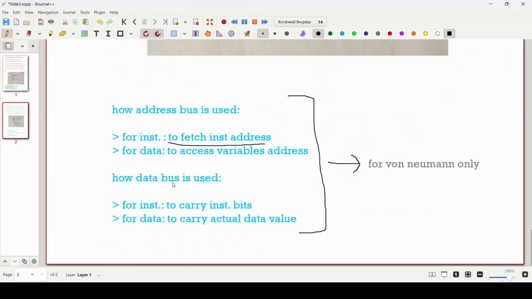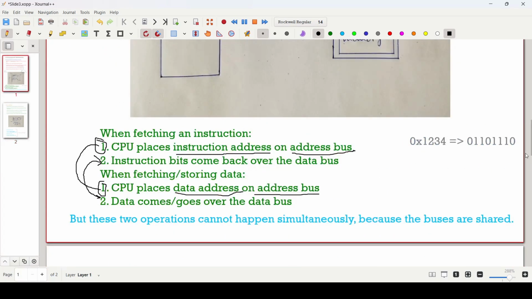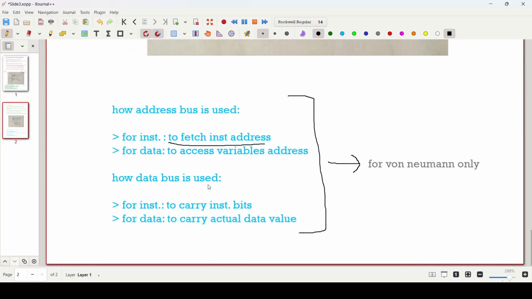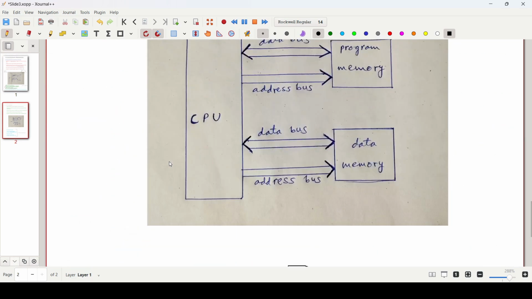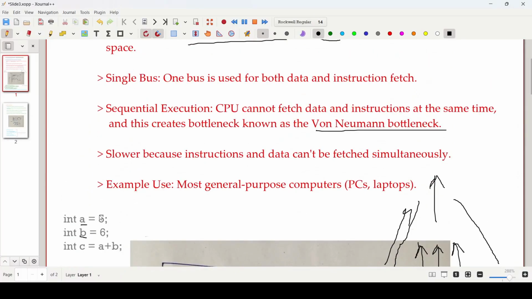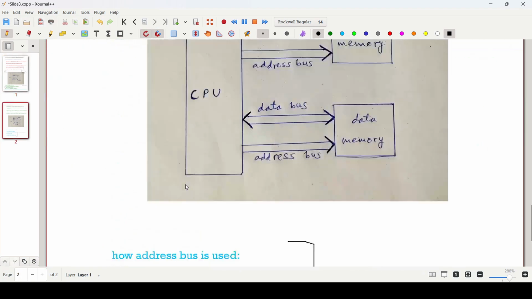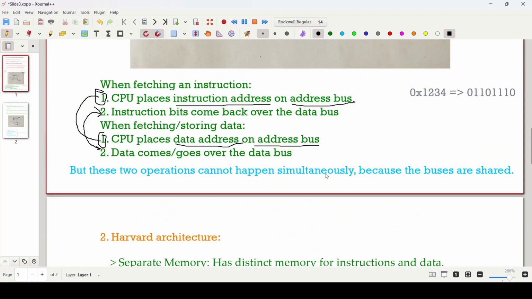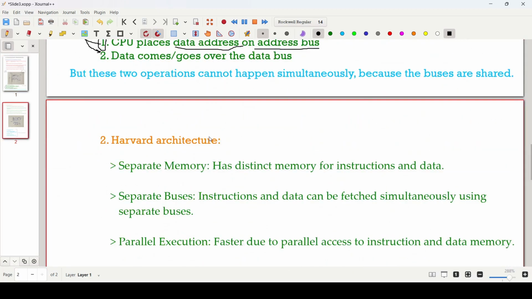Now let us discuss how the data bus is used to fetch the instruction and the data. The data bus is used to carry the instruction bits for the instruction. So these are the instruction bits 0, 1, 1, 0, 1, 1, 1, 0. And the data bus is used for data to carry the actual data value. In this example, the actual data values are 5 and 6. So in this way, the address bus and the data bus are used in the von Neumann architecture only. Now let us discuss the Harvard architecture.